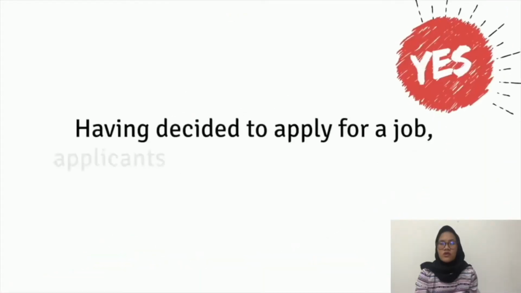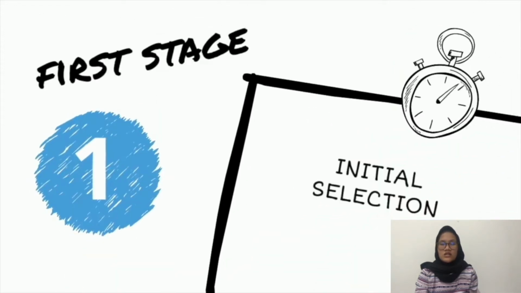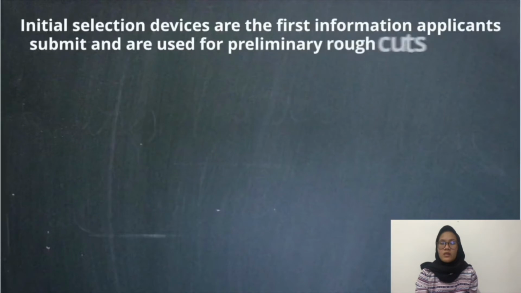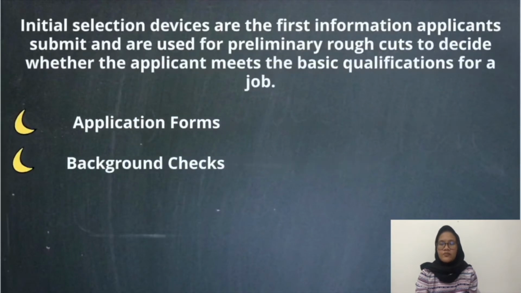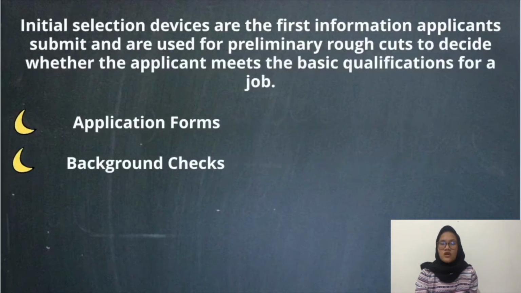Having decided to apply for a job, applicants go through several stages. The first stage is initial selection. Initial selection devices are the first information applicants submit and are used for preliminary rough cuts to decide whether the applicants meet the basic qualifications for a job. For example, application forms. You have no doubt submitted your fair share of applications.